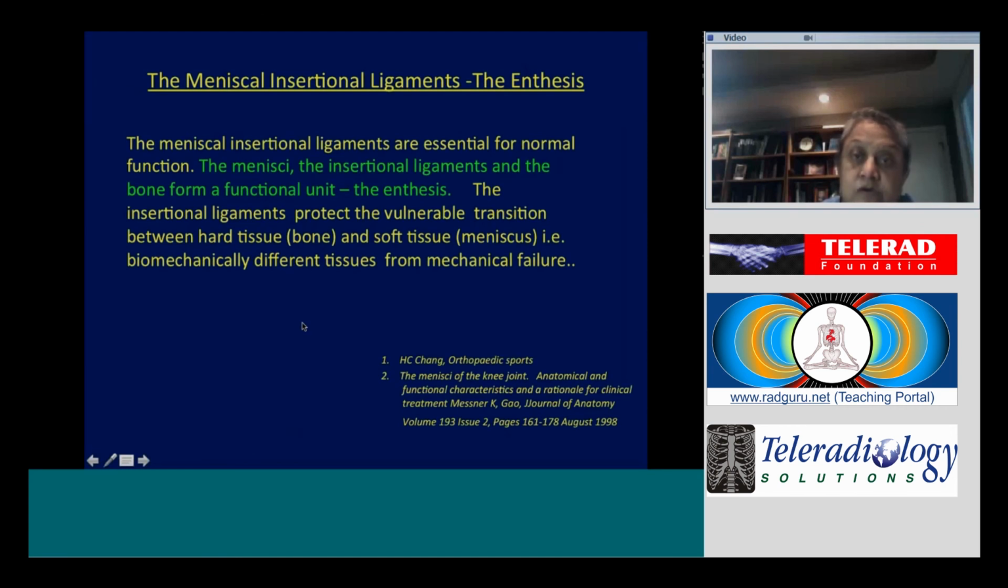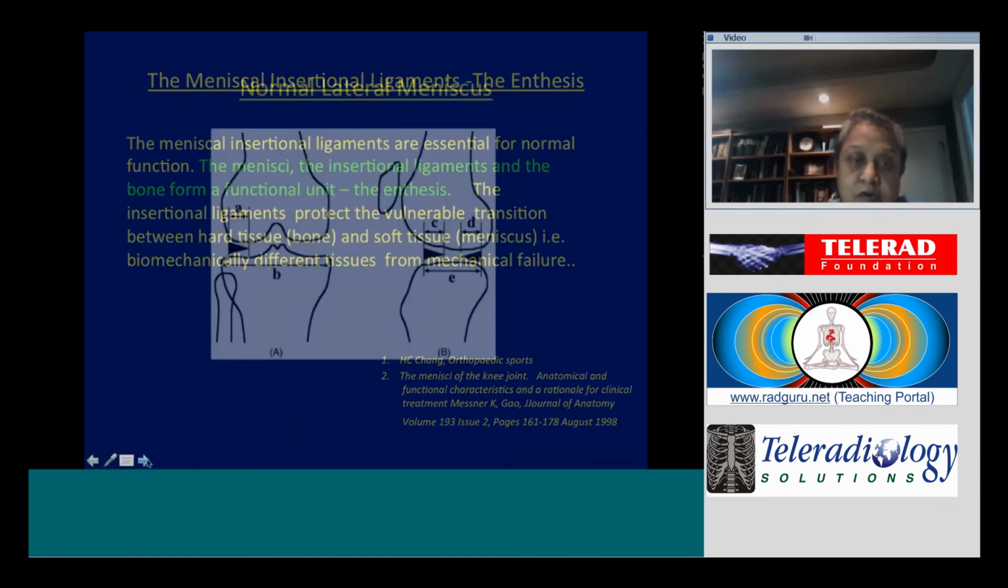The menisco-insertional ligaments, which we had discussed before, are very, very important. These insertional ligaments protect the transition between the hard tissue of the bone and the soft tissue of the meniscus. Because they are biomechanically different tissues and are prone to mechanical failure, these enthuses or insertional ligaments are very important.